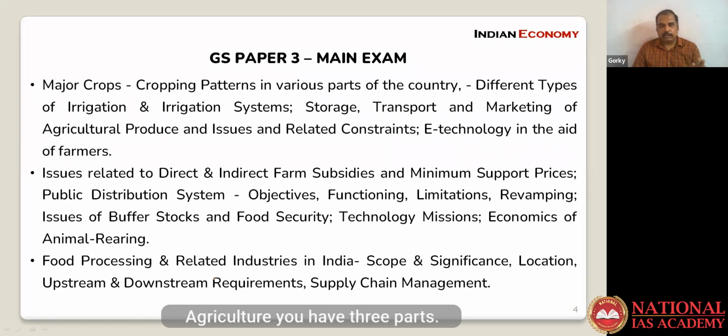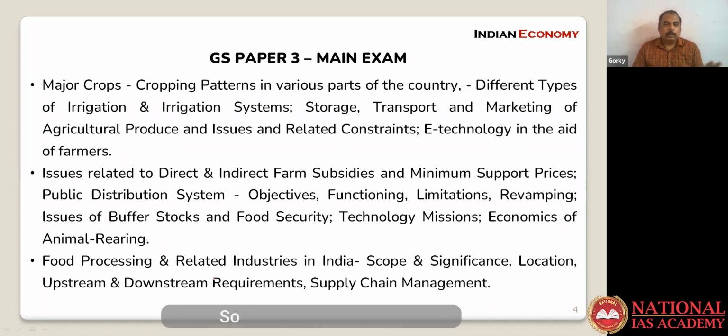In agriculture, you have three parts. One is the cropping pattern and other aspects of cultivation and storage. Another is the policies related to subsidies. The other is the missions and food processing. In these three parts, how things are happening with the current issues, policy changes, and any other issues, everything will be dealt with.